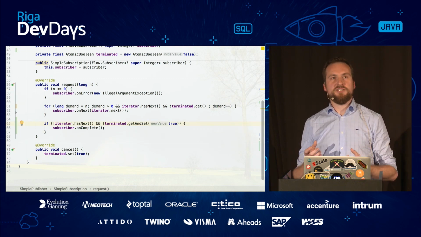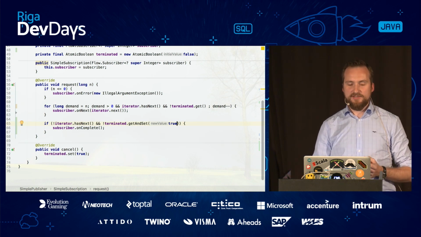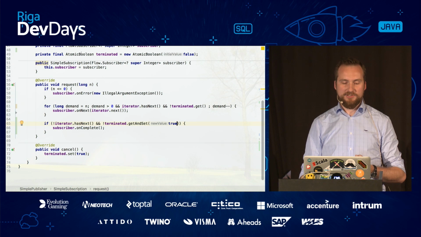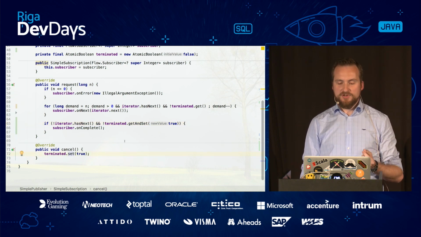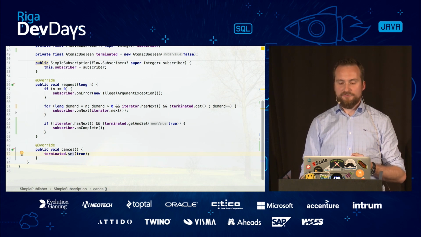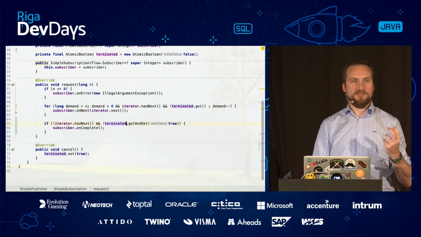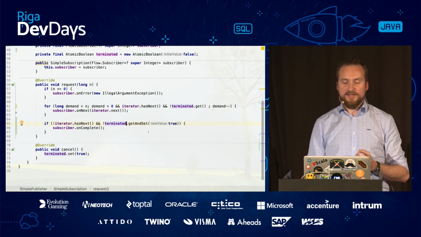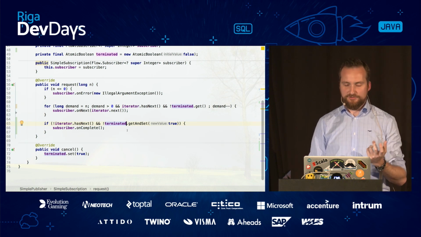So once again, what we did here, we introduced some state for storing information whether we have been terminated. Since we need to be thread safe, this is an atomic boolean. When we receive the cancel signal, we're setting it to true, and we're reading it in two places. First of all, before emitting any element, and then before completing the stream. And here, when we decide to complete the stream, we're also setting the flag to true.